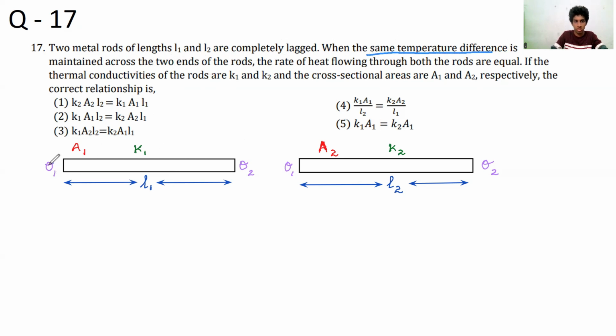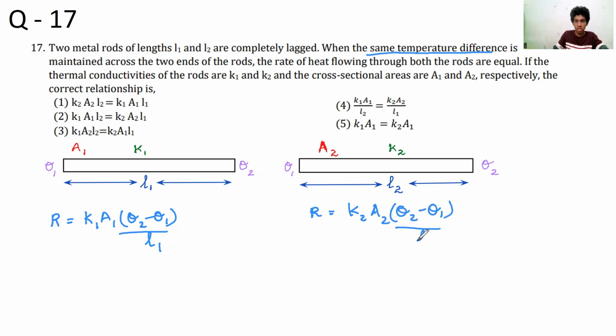Here the temperature is θ1 and θ2. So here also it should be θ1 and θ2. So we can write an expression for the rate of heat flow through the first rod. So R equals K1 A1 into θ2 minus θ1 over L1. Similarly, for the second rod, R equals K2 A2 θ2 minus θ1 over L2.